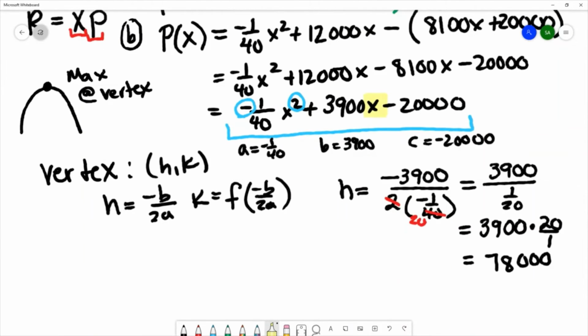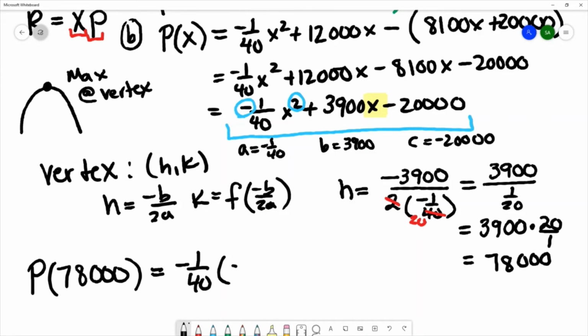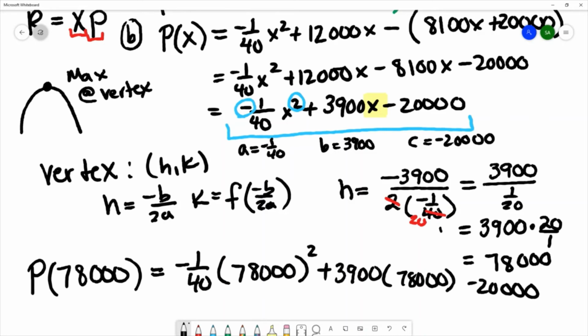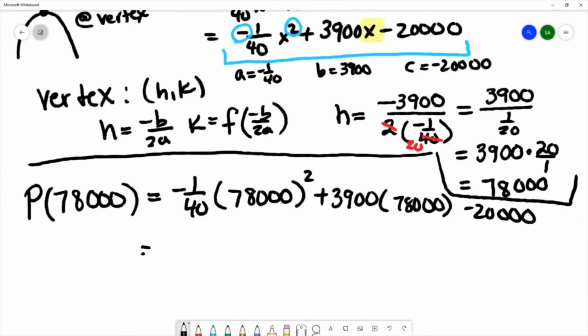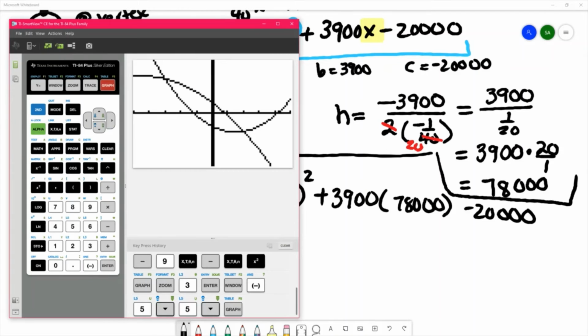Then I want to get the profit, the maximum profit. I'll substitute that 78,000 in for x. It's negative 1/40 times 78,000 squared plus, oops, sorry, I'm off a little bit. This would be 3,900 times 78,000. And then we're going to subtract 20,000. Keep that calculation separate there. So I'm just going to type this whole thing into my calculator. And maybe I ought to show you guys doing that. So let me bring my calculator over for you guys to see.